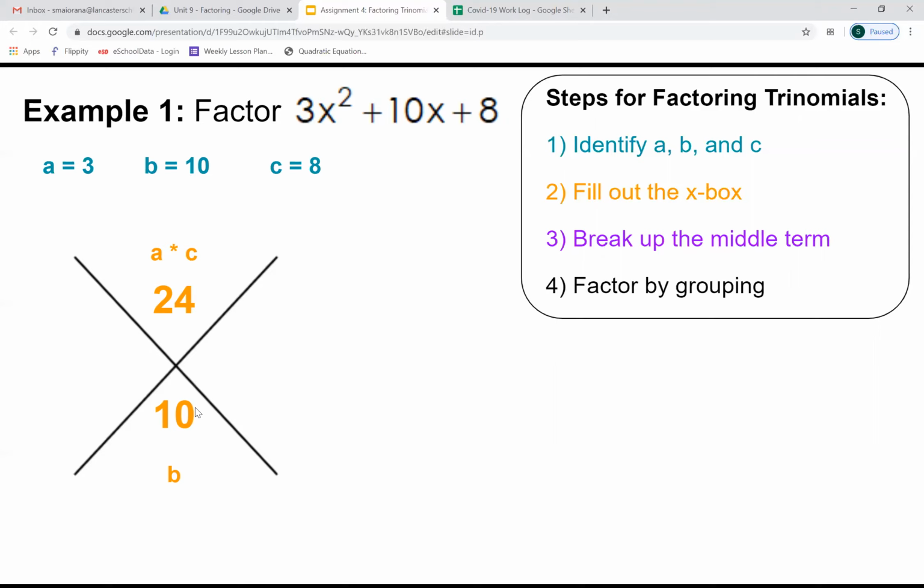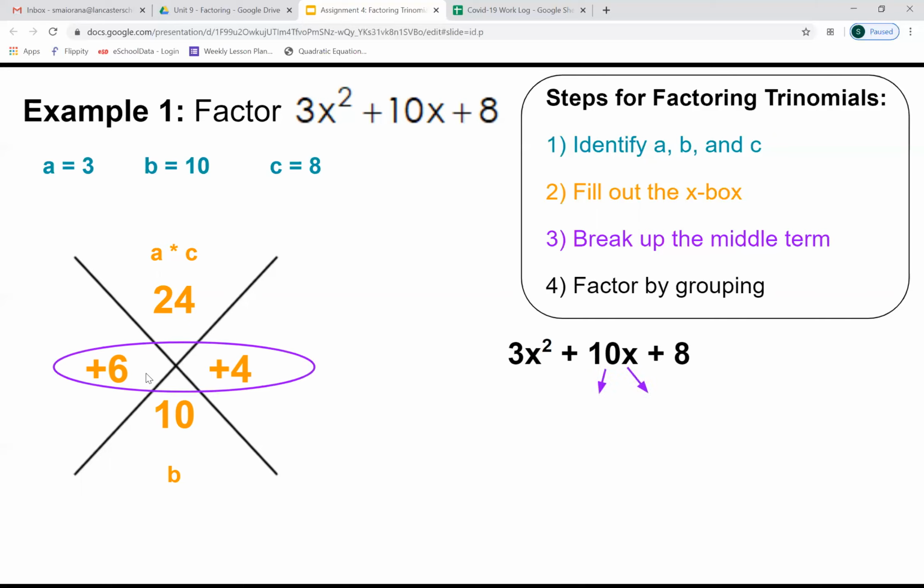So now that I have those numbers, I want to find two numbers that will multiply to 24 and add to positive 10. So two numbers that multiply to positive 24 and add to positive 10 are positive 6 and positive 4. So there's our x box step. Next, we want to take those numbers, the 6 and the 4, and use that to break up my middle term. So instead of 3x squared plus 10x plus 8, we're going to expand the 10x into 6x and 4x, coming from these numbers from our x box.